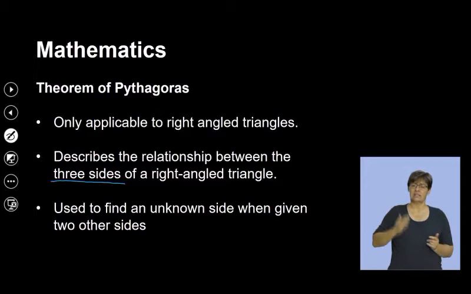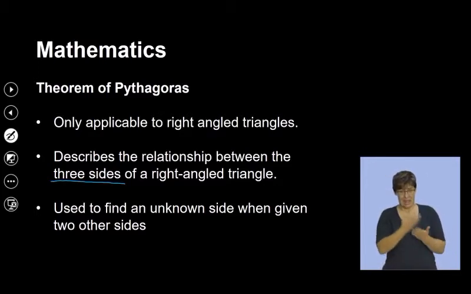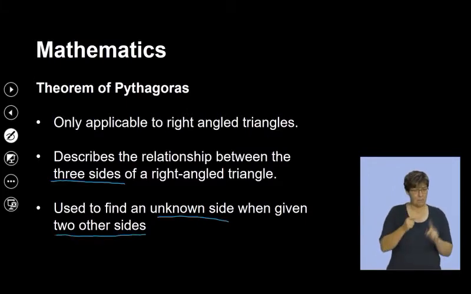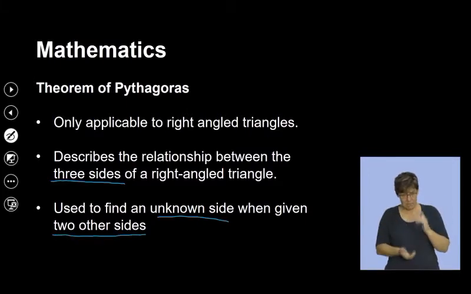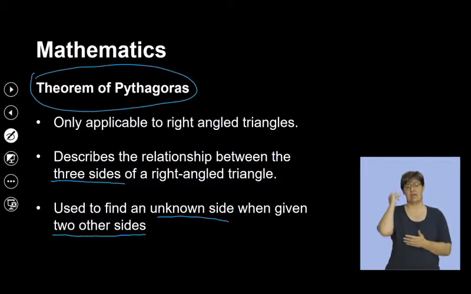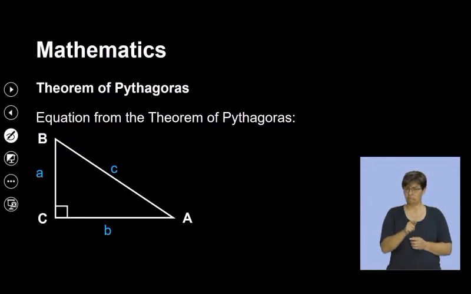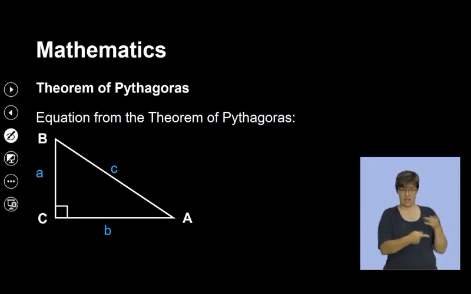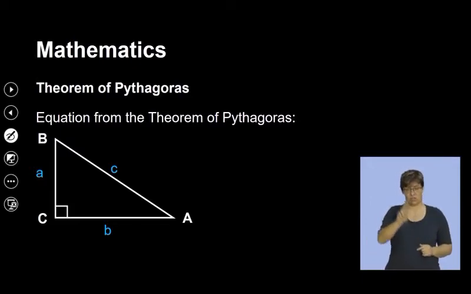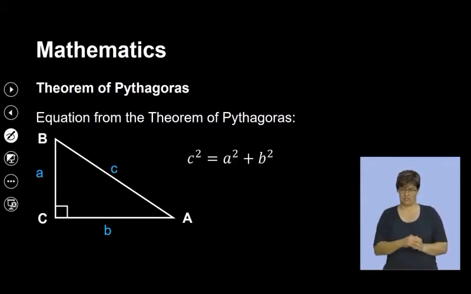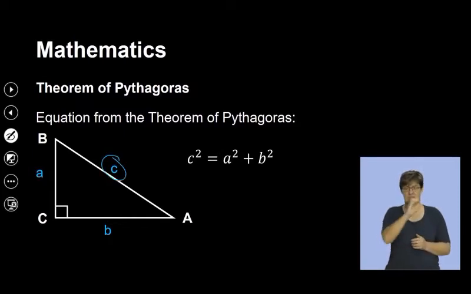So already we are answering the very first question that we just asked. Can I find an unknown side if I'm given two other sides? Yes, using the theorem of Pythagoras. Now, remember that the equation of the theorem of Pythagoras always starts with the longest side squared, which is equal to the sum of the other squares. It will look something like this: c squared, which is my longest side, is equal to a squared plus b squared, which is the other side.